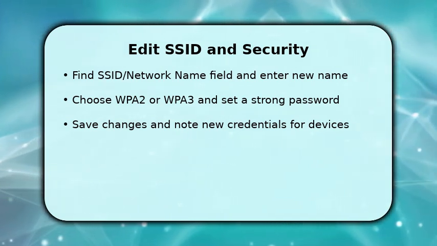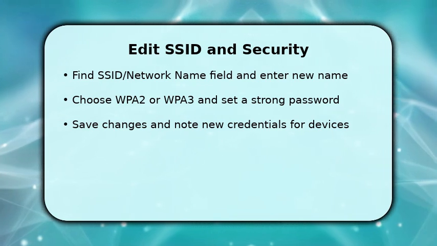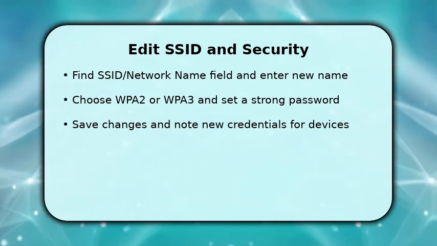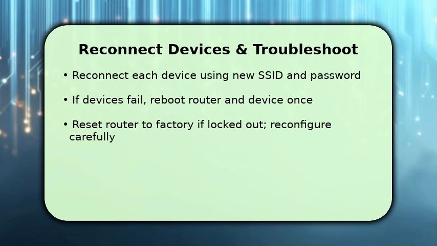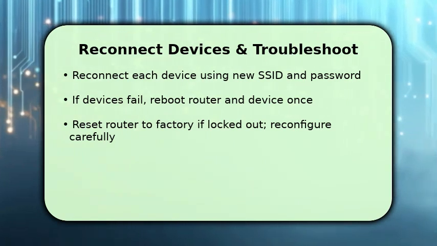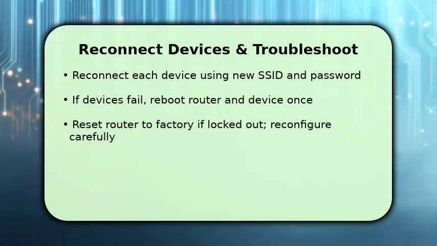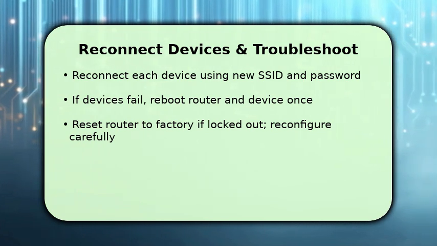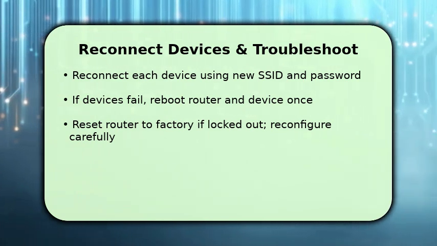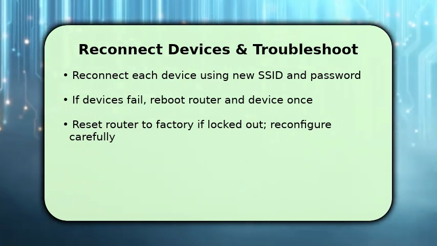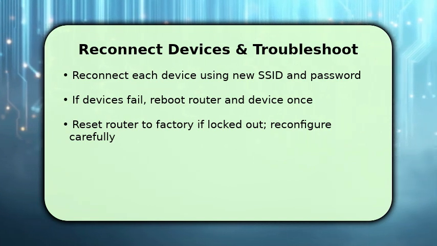After reboot, your network appears under the new name and device. Once the router applies changes, reconnect your phone, laptop, and smart devices using the new SSID and password you set. If a device won't connect, reboot the router and the device, then try again. Intermittent cache or IP conflicts often clear with a restart.